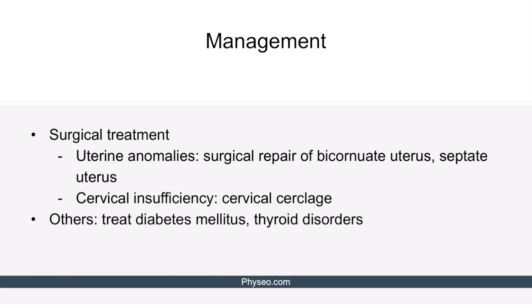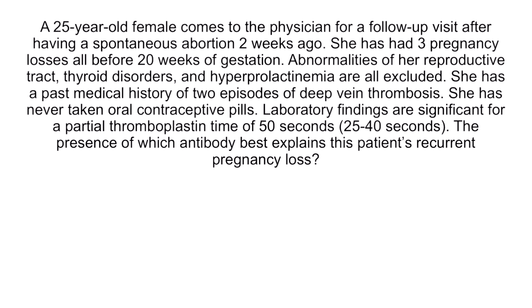Surgical treatment is required for uterine anomalies, such as surgical repair of a bicornuate uterus and septate uterus. Cervical insufficiency is managed with cervical cerclage. Lastly, diabetes mellitus and thyroid disorders should be treated accordingly. All right, let's wrap up with a question.